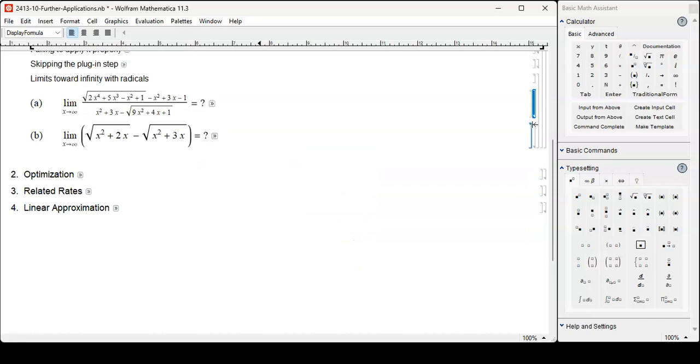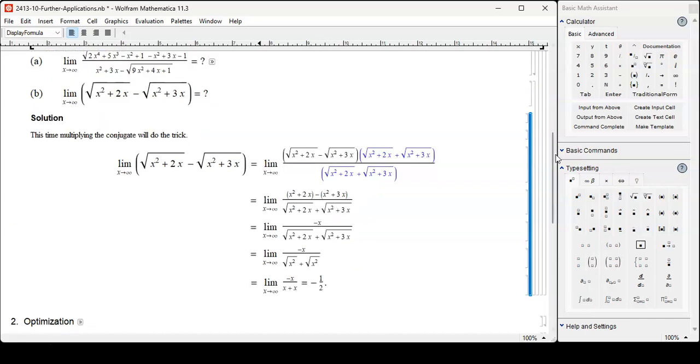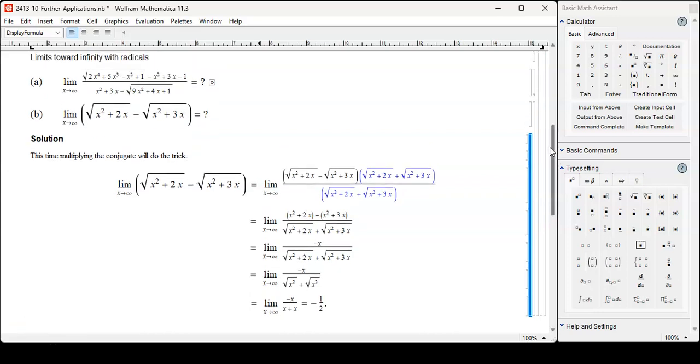Here's another example. Infinity minus infinity type limit. You can change it to a fraction by multiplying the conjugate to both numerator and denominator and then making it into a fraction. And then what do you do? No L'Hopital's rule, no. Take the highest degree terms and then simplify. You can cross-check with the horizontal asymptote.